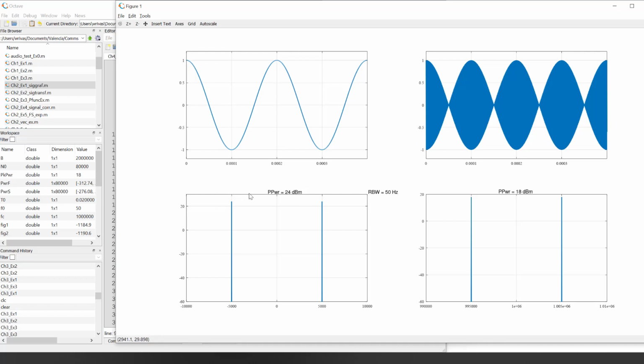The only thing is, when you calculate power, remember to take into consideration the resolution bandwidth, which my code does. And I'll let you guys look at how we do that. Okay.